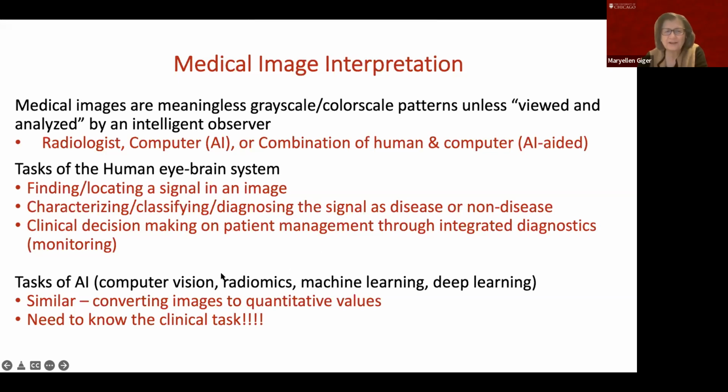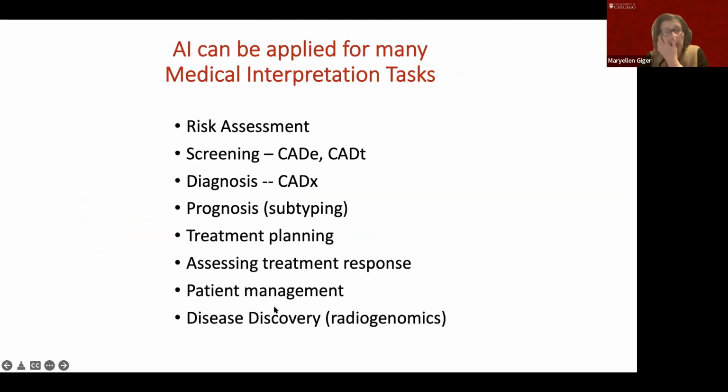Let's look at the task of AI through computer vision, radiomics, machine learning, deep learning. It's very similar. Here, we're converting images to quantitative values. Both of these, whether you're human or computer, you need to know the clinical task. Now, there's many clinical tasks. You can use AI to help in risk assessment, in screening, diagnosis, prognosis, treatment planning, assessing treatment response, patient management, and disease discovery. And we will go through some of these today.